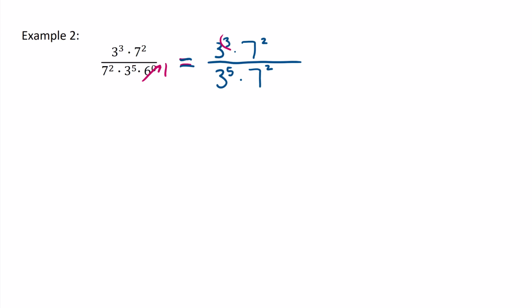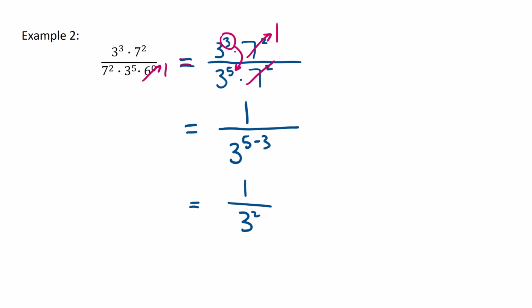I'm going to bring this 3 exponent and subtract it from the 5. And because 7 squared over 7 squared just reduces out, this is equal to 1. So what's left in the numerator is 1, and 3 to the 5 minus 3 is what's left. So 1 over 3 to the second. And that's all.